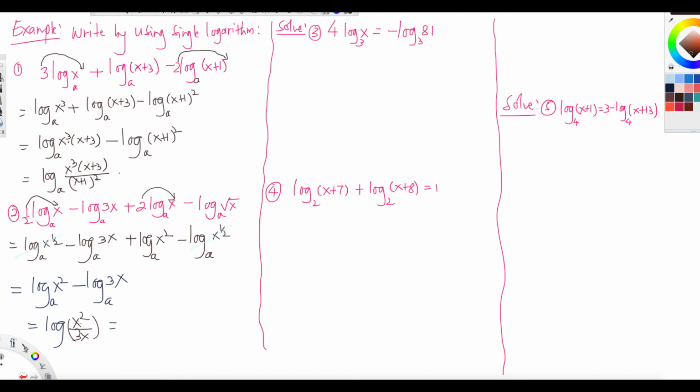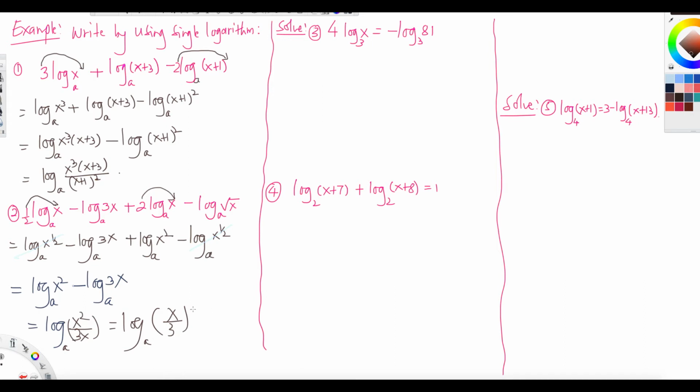So if you simplify, there is x times x, you cancel one x with the other x. So basically the final answer, I should not forget the base, is log base a of x over 3. That is the final answer, because x squared means x times x, and this is 3 times x, so you cancel x, you divide x by x is 1, so x over 3 is left. So this is the final answer.